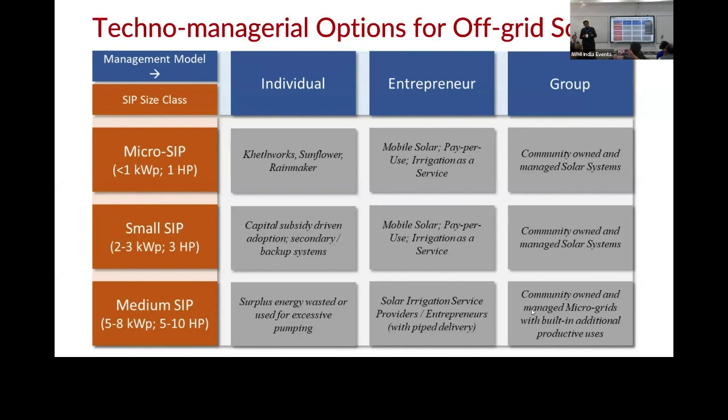There are micro solar irrigation pumps, which are less than 1 kilowatt capacity. These are mostly mobile. There are small solar pumps, 2 to 3 kilowatt, sometimes up to 5 kilowatt. And then there are also medium-sized solar pumps, which are mostly community-owned and managed. But they also come with different ownership patterns. Most of them are individual, but there are also solar entrepreneurs, including some that IWMI has promoted in North Bihar under a pilot. But there are also solar enterprises which are more community-owned. So this is basically just the broad matrix of institutional and technical models that have been tried.